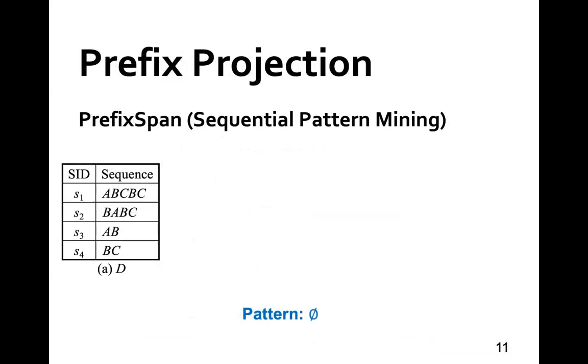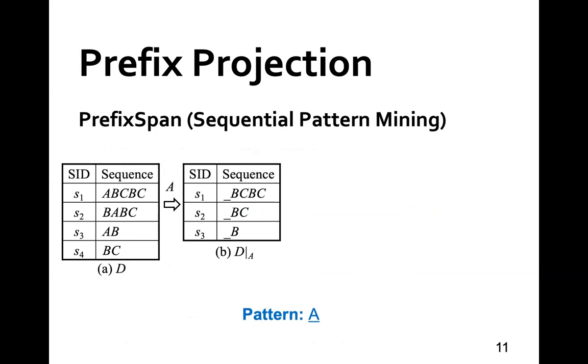Let's now illustrate the idea of prefix projection by considering the problem of mining frequent subsequence patterns from a sequence database. Here, we can see that database D has 4 sequences. If we consider pattern A, then S4 is filtered as it has no A, and the underscored positions are those that match A. We call such a database a projected database, projected by pattern A.